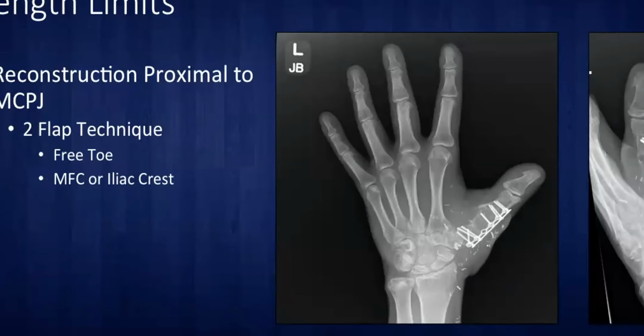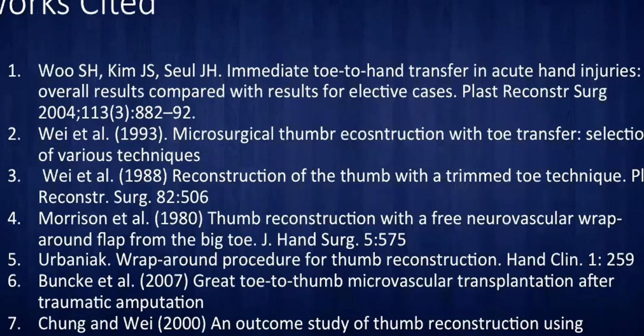And now, just to address this question in case it comes up, we don't have a lot of time to go into it, but what do you do if you have an amputation more proximal to the proximal phalanx? And again, to limit morbidity, what we do is instead of going more proximal on the great toe, we'll use a 2-flap technique with either a free MFC or iliac crest, and then a free toe on top of that, which is shown in the picture here.